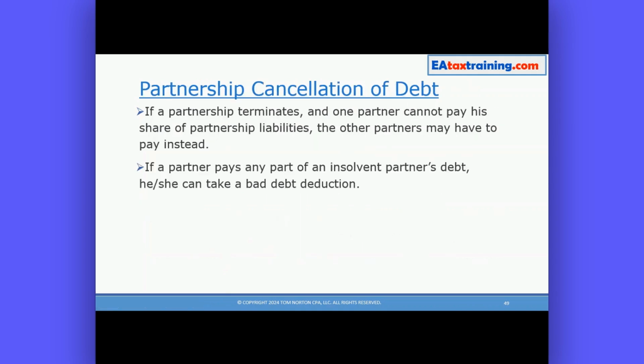Cancellation of debt. If a partnership terminates and one partner cannot pay his share of the liabilities, then the other partners may have to pay instead. And as we discussed when we were talking about business deductions, if the other partners have to pay the other partner's debt and that other partner who didn't pay is insolvent, then the partners who do pay can take a bad debt deduction. If the partner is not insolvent, they cannot take a bad debt deduction. However, they can sue the other partner in order to recoup their share of the partnership debt.